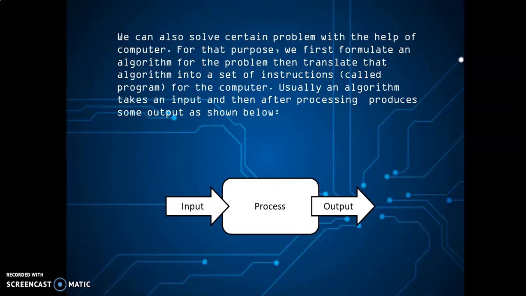You have seen this figure before in the topic of flowcharts too. The figure says that a flowchart takes some input, processes it, and produces some output. Same is the case with algorithms. An algorithm takes some input, processes it, does some work on it, and produces some output.